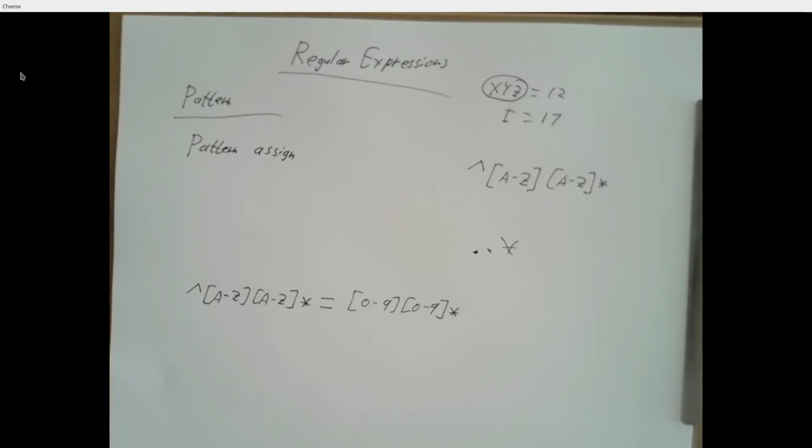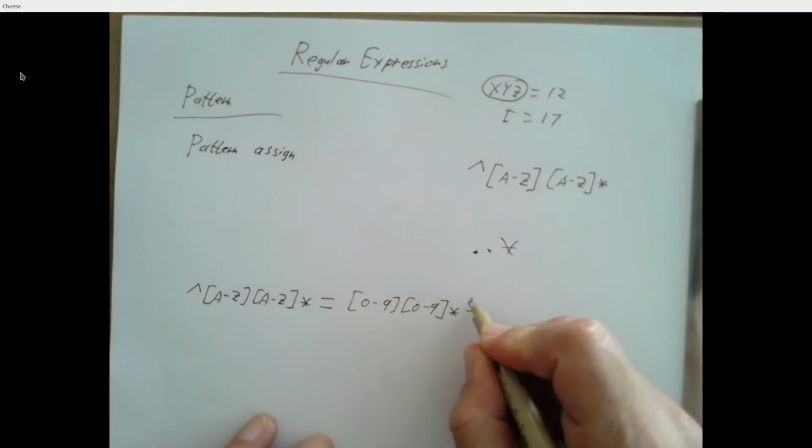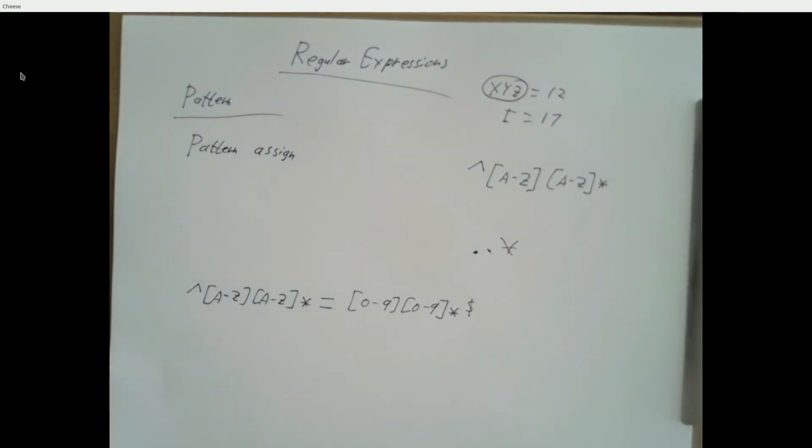All right. Anything else we need on here? A dollar sign to say that after those digits are done, that should be the end of the line. Otherwise, i equals 17, haha, would parse, and it probably shouldn't.